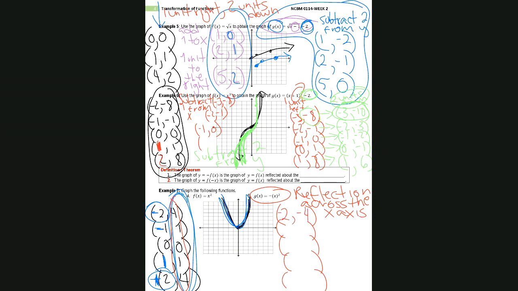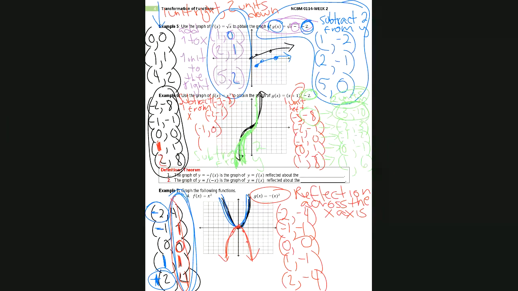Let's copy the x values first because nothing is going to change with those. The y values, this one from 1 will go to -1. 0 will still be 0. Instead of 1, we're going to have -1. And instead of 4, we're going to have -4. So now if we plot those points, our graph will look like this. And there we have it, a reflection across the x-axis.